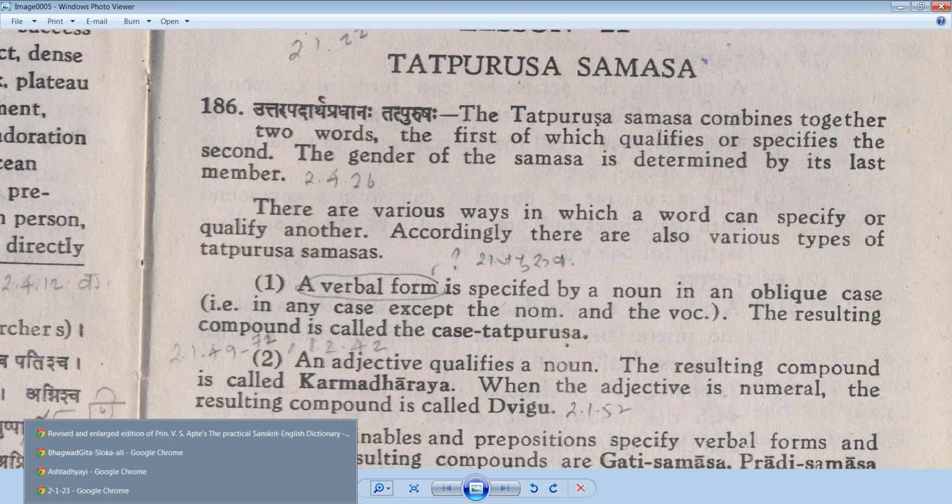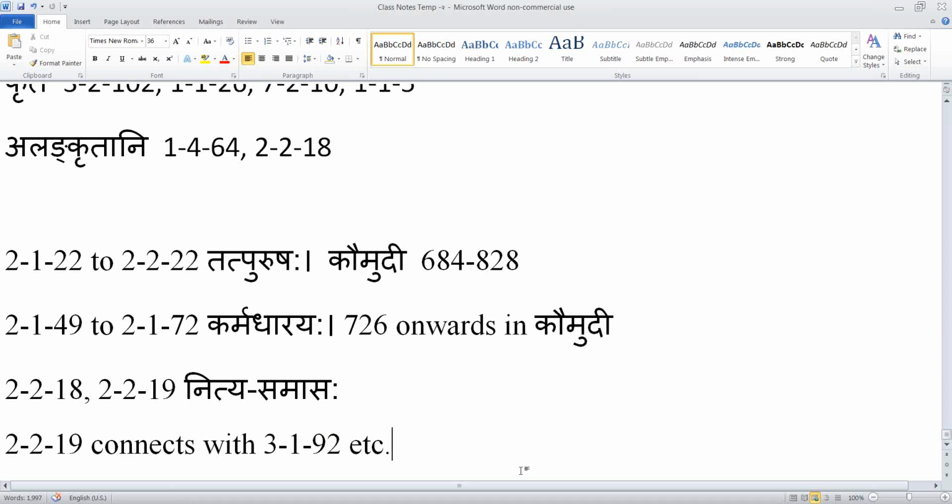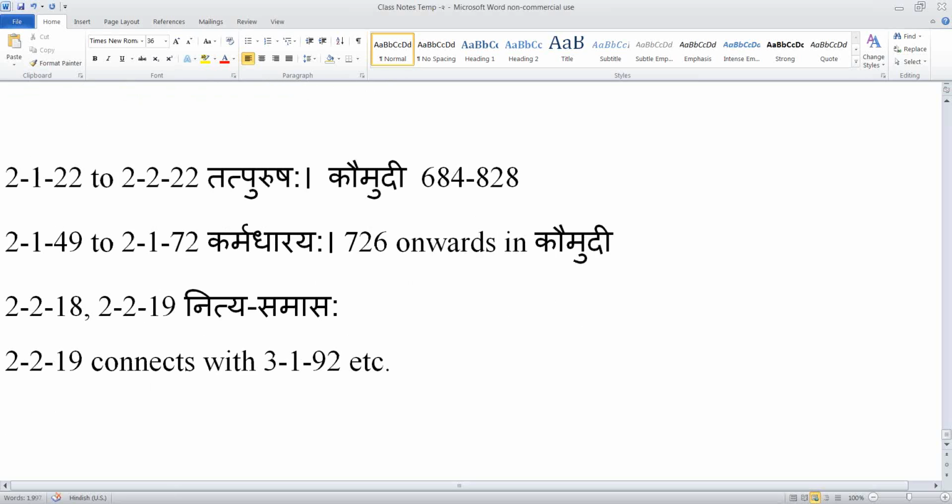Even when we say Rajnah Purushah, it's not an adjective. It's the king's man. The king is only qualifying the man. Not an adjective, but some connection. The Purvapadam in some way describes something about that Uttarapadam. That's all the Tatpurusha compound does. It only describes something about the Uttarapadam. This is the Tatpurusha compound.